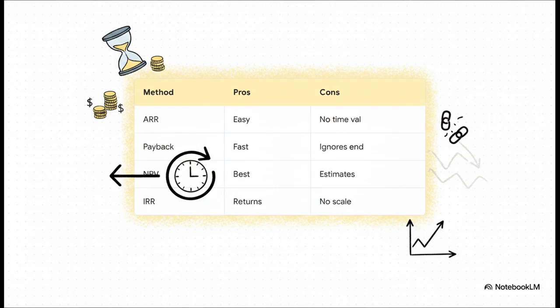Now, what's absolutely crucial to remember here for your exam is that net present value, or NPV, is theoretically the best method. Why? Because it meticulously accounts for the time value of money, factoring in both the risk and the diminishing value of future cash flows.